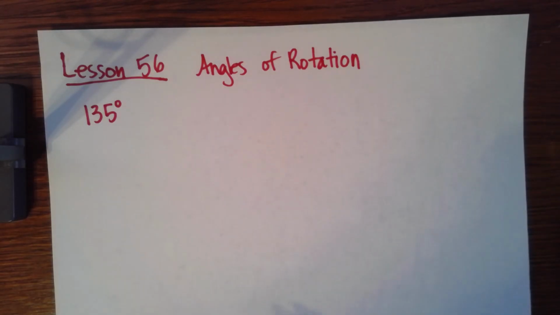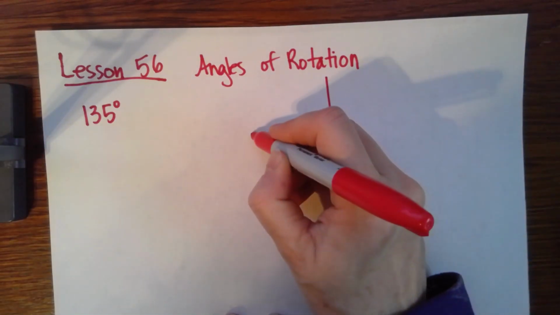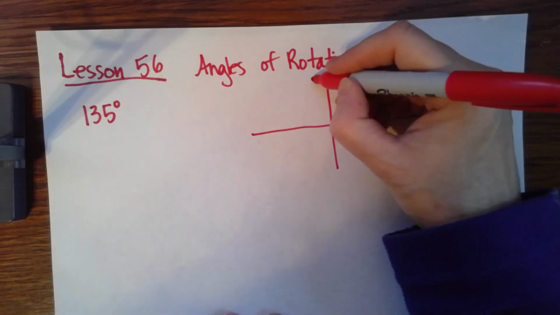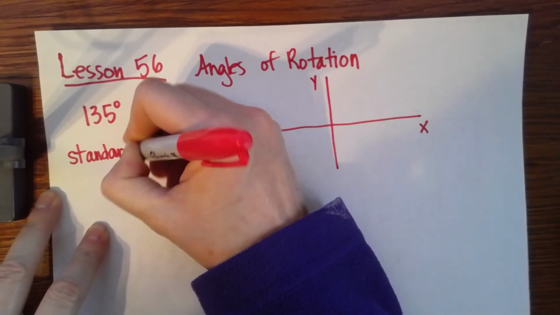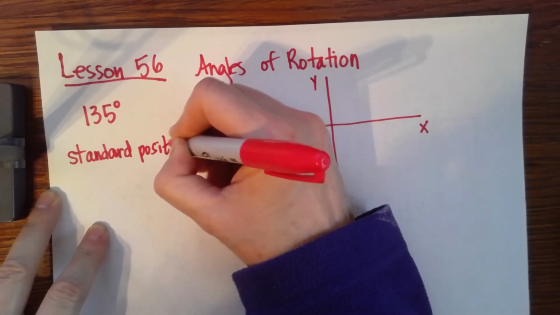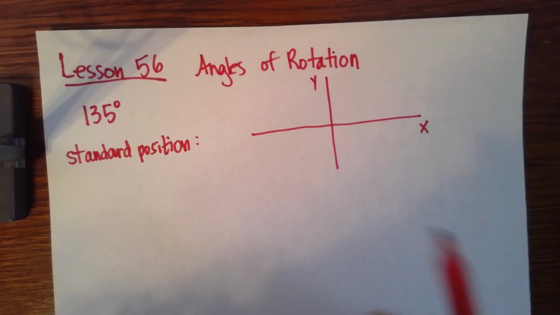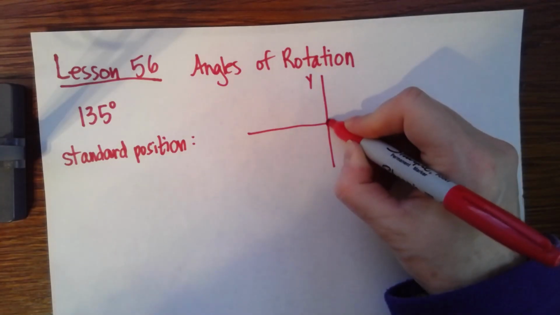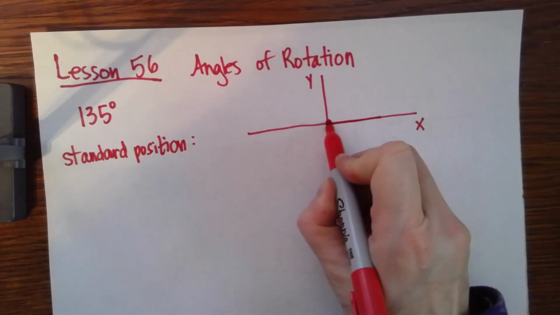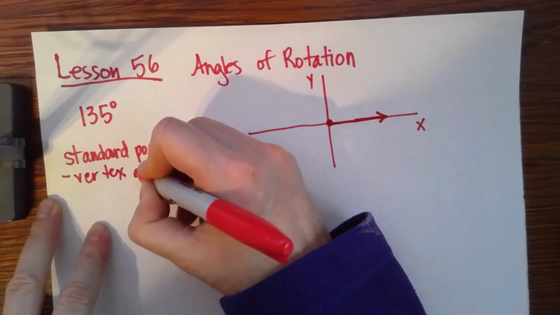So if we want to draw that in what's called the standard position, imagine you have your set of axes. This is the x-axis, this is the y-axis. So standard position. Okay, we have what's called the initial side. So we're going to take one of the sides of our angle and place it on the positive x-axis with the vertex on the origin. So we're going to put our vertex on the origin and one of the sides right on top of the x-axis.